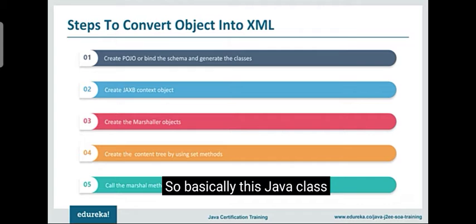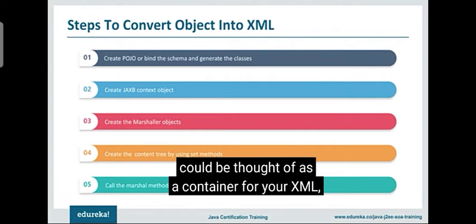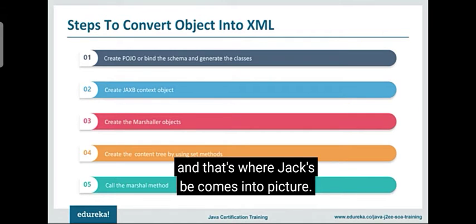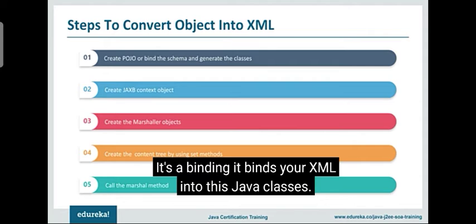So basically, this Java class could be thought of as a container for your XML, right? You could parse XML into this Java class, and that's where JAXB comes into the picture. It's a binding. It binds your XML to these Java classes.